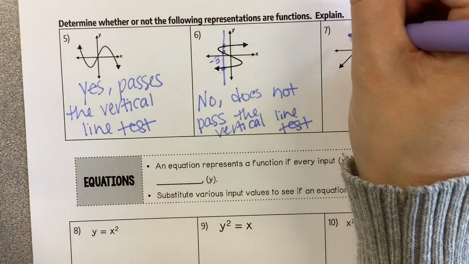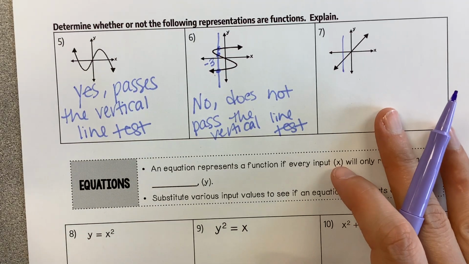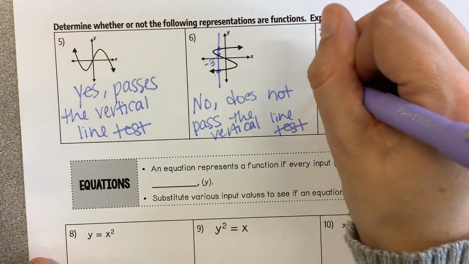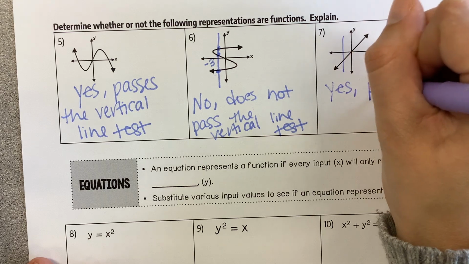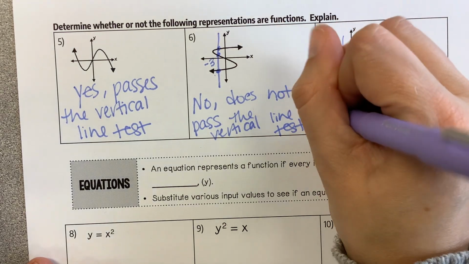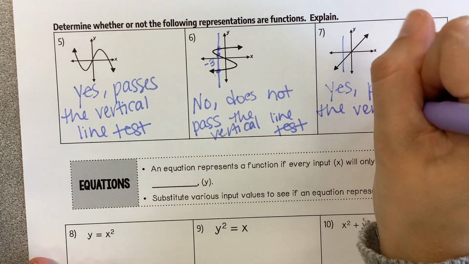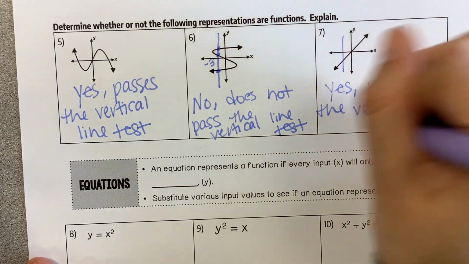And then last one here, if I did the vertical line all the way across, it's only going to hit in one spot. So yes, passes the vertical line test.